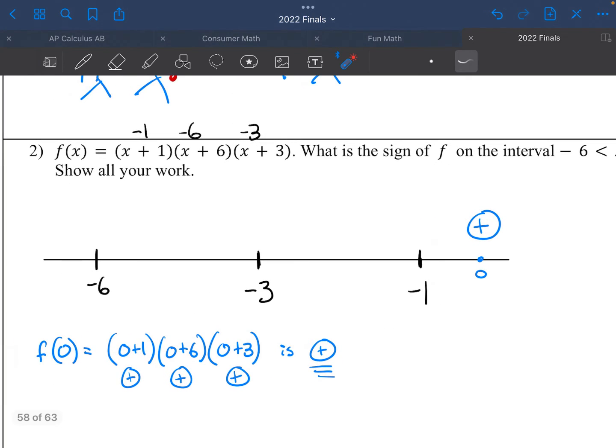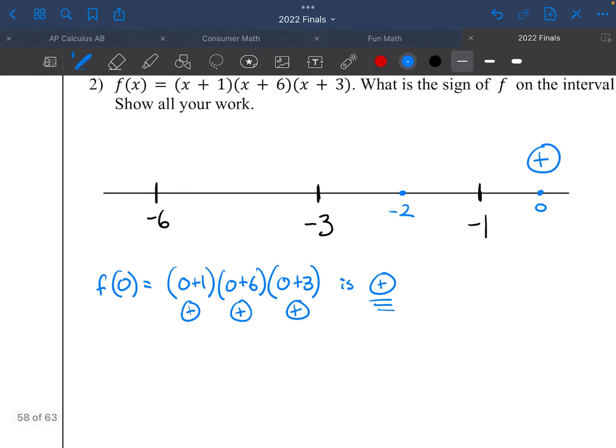Okay, now I'm going to do a test point in between -3 and -1. I could choose any number. I could choose -1.1, but I'm going to choose a nice number. I'm going to choose -2. Any number in between -1 and -3 will work. And let's test it. When I do f of -1, what do I get? I'll get -1 plus, or sorry, why did I do -1? I said -2, and I wrote -1. f of -2 is going to be -2 plus 1 times -2 plus 6 times -2 plus 3.